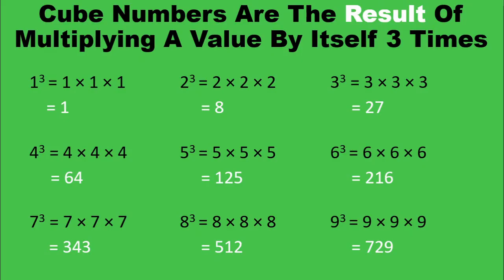You should already be familiar with what cubing a value means. It means multiplying that value by itself 3 times. In our lesson on cube numbers, you worked out these cube numbers. I didn't ask you to memorize them, but I did ask you to go through and multiply them mentally so that you could recognize them if you saw them again.